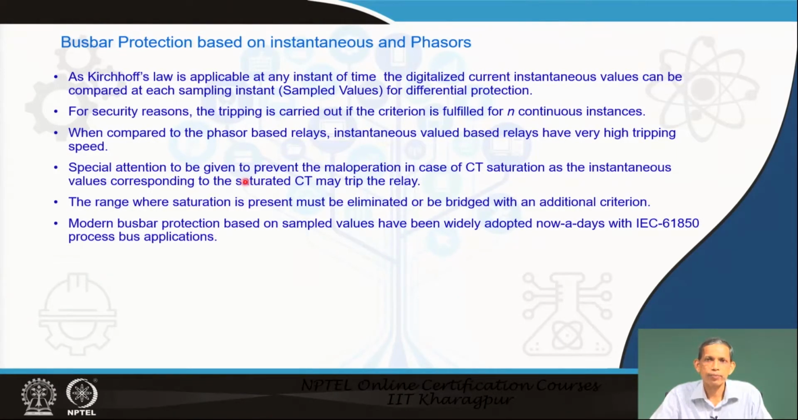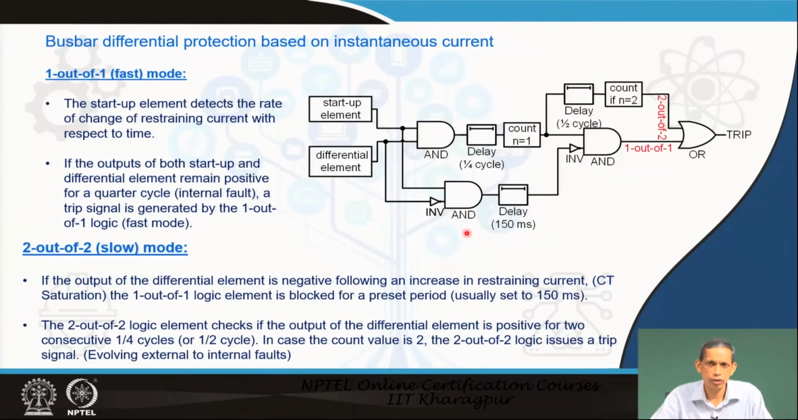So it has to be ensured that the way CT saturation can be detected for an external fault is applied here also. Modern bus bar protection based on the sample value approach is being widely adopted, satisfying IEC 61850 process bus application. So what is being done in the instantaneous or sample based approach? Two modes: 1 out of 1 very fast mode and 2 out of 2 slow mode. This is broadly the scheme that is being applied.